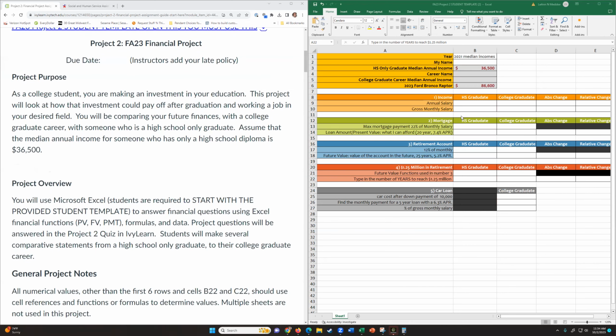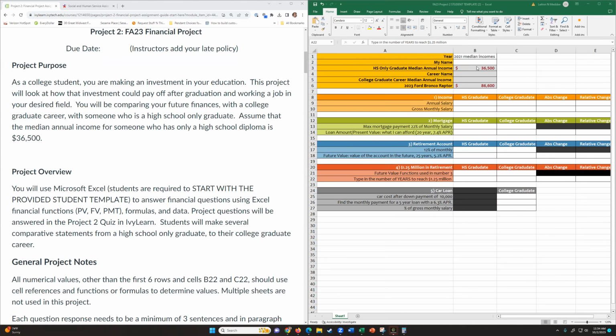Things that you should never change are the high school graduates median annual income and the Ford Bronco Raptor price. Everybody should be using those two pieces of information in their comparisons. So things that you're allowed to type in that are not formulas are your name. I'm just going to put Miss M for mine.